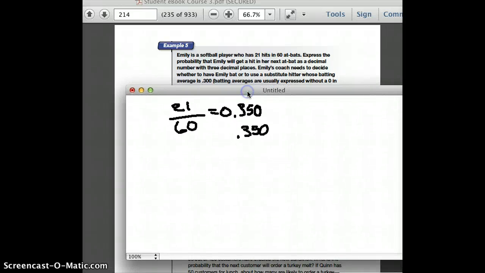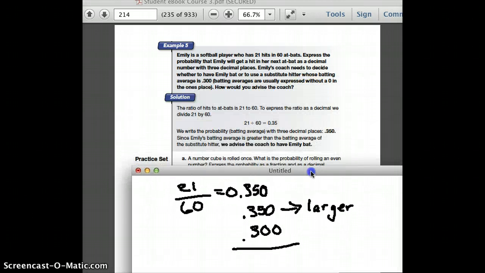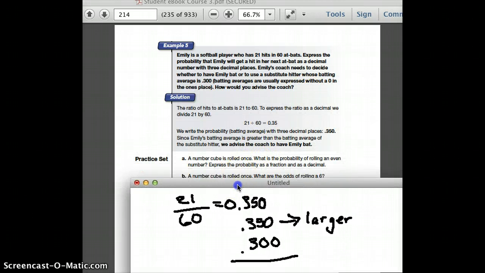So which is better, the 0.350 or the substitute batter, which is 0.300? Remember, to decide which decimal is bigger, you line up the decimals. Here's a 3, here's a 3, no difference. Here's a 5, here's a 0. So this one is larger. That's a better batting average. So you would go with Emily because she has a larger average. We advise Emily to bat.